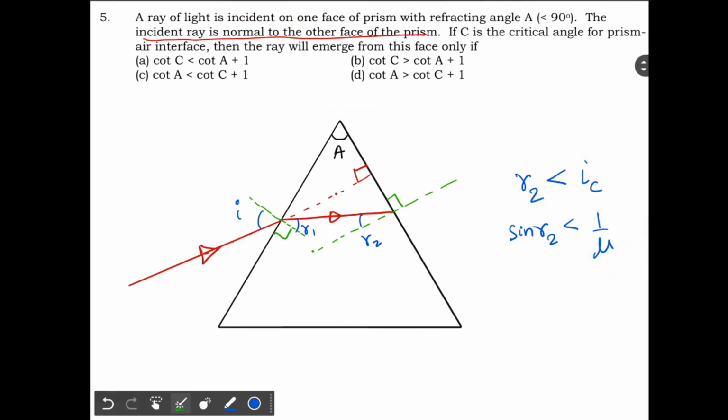So first of all, look at this triangle. So in this triangle, what is happening? This angle is 90, this is angle A. So this angle will be how much? 90 minus A. Then this angle will also be 90 degrees minus A. And hence I will be equal to A. Okay.